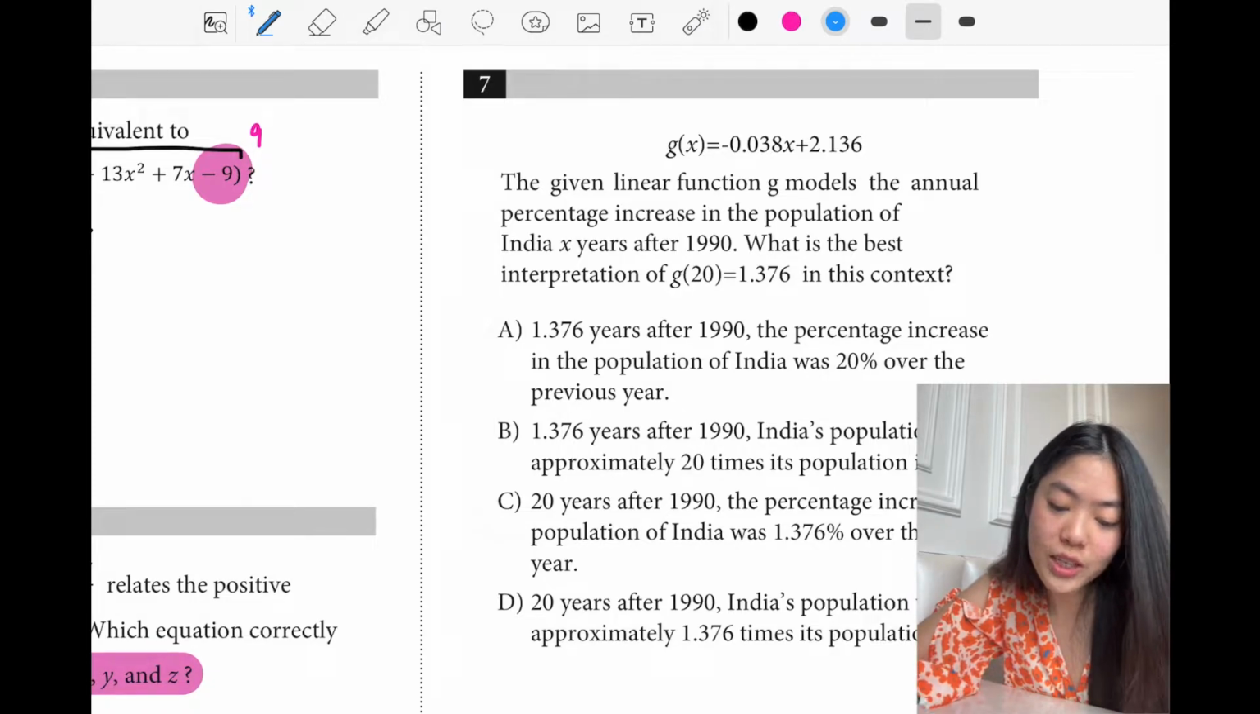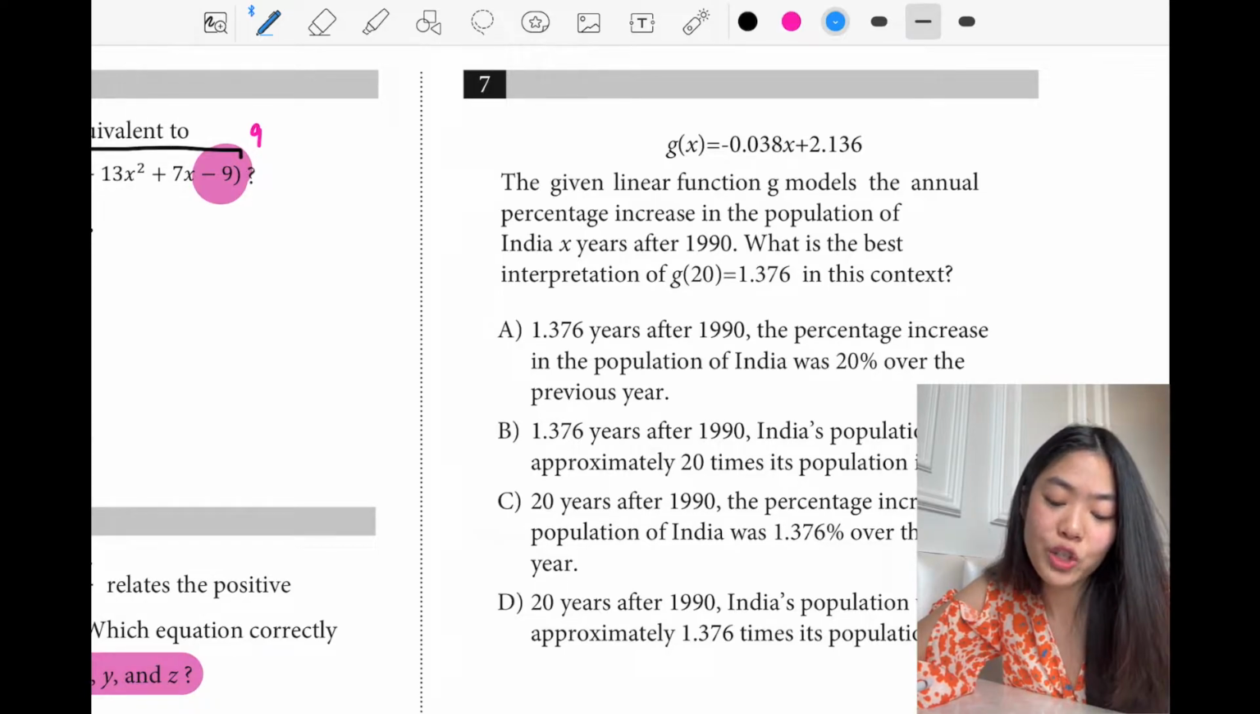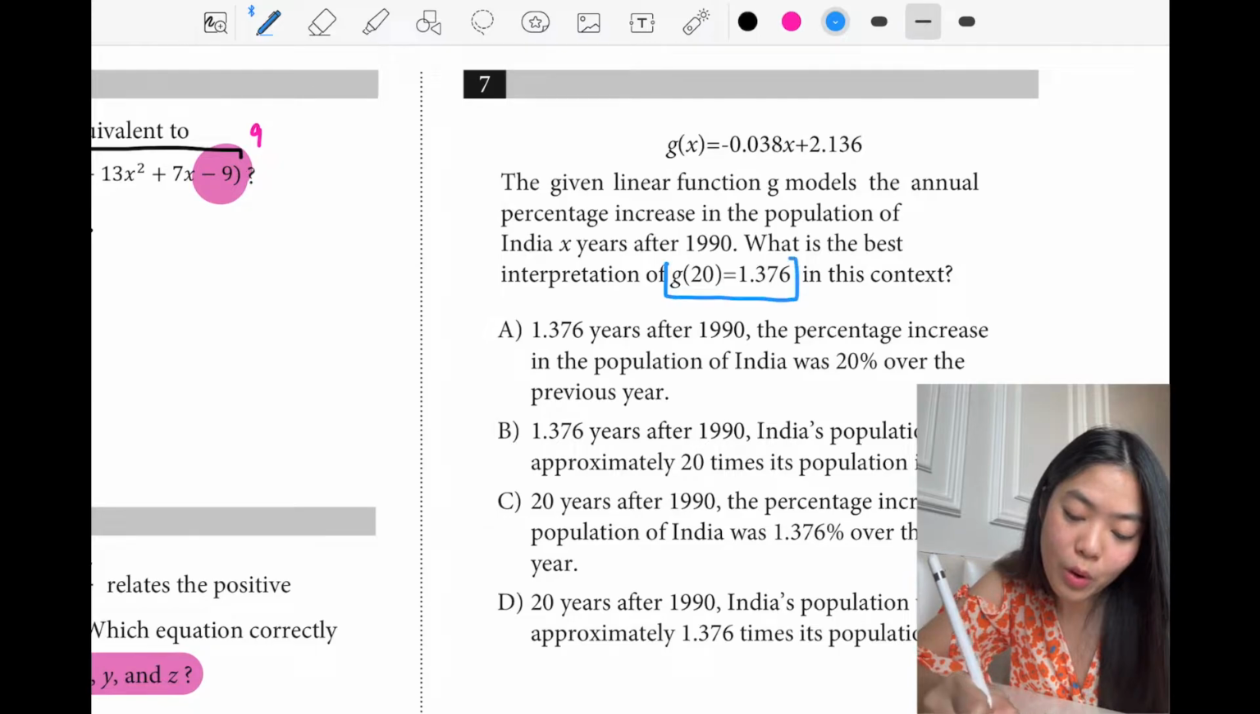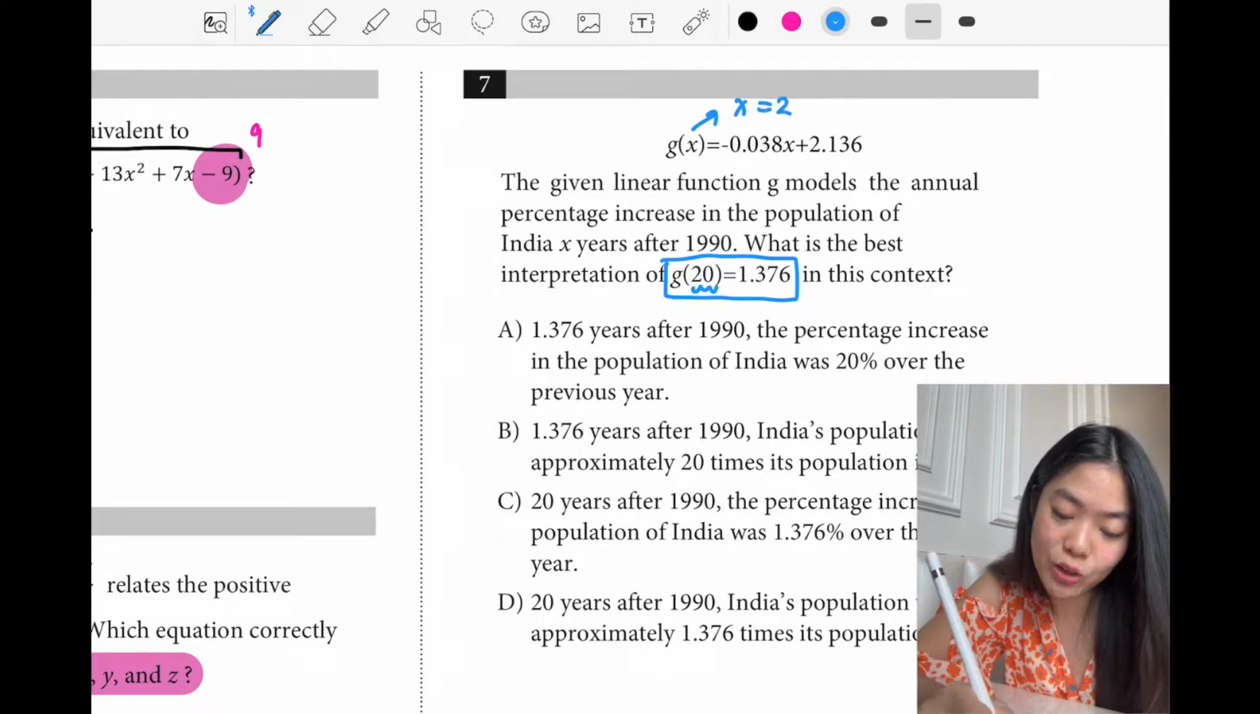It's given that g(x) = -0.038x + 2.136. The given linear function g models the annual percentage increase in the population of the endured x years after 1990. What is the best interpretation of g(20) = 1.376 in the context? Okay, so the question wants you to interpret g(20). G(20) means we take x as 20, and the value of g(x) equals 1.376.